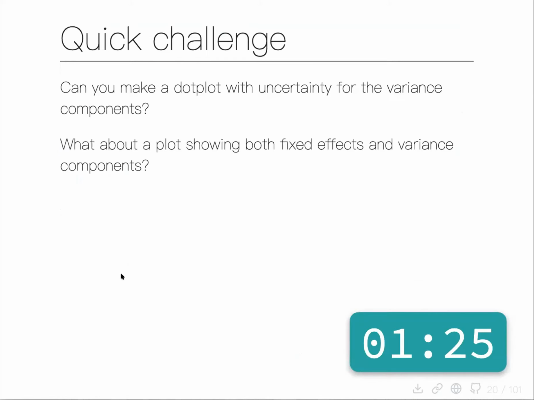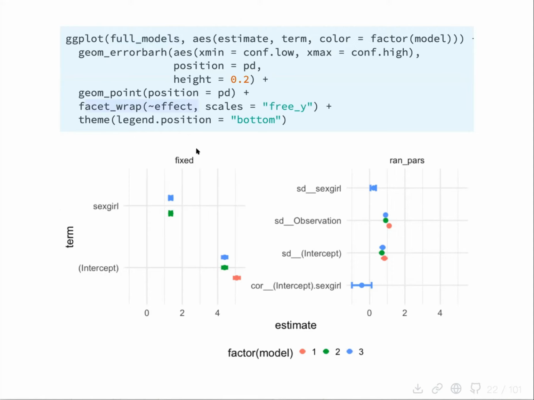Effect, ran_pars. Now I have the fixed effects and the random parameters. Okay, I asked you to just do the random parameters, but this gives you both, okay? And then I have this scales equals free y, that makes these able to be different, okay? Because by default, it's going to try to have them be the same. So the y-axis on this plot is different from the y-axis on this plot. But the x-axis is scaled to be the same across both of them. And then I just put the legend on the bottom, okay?